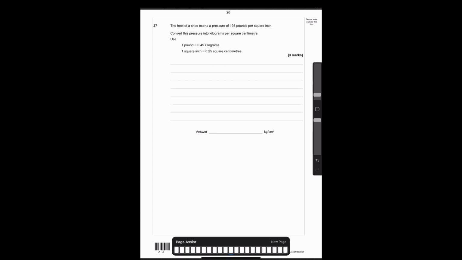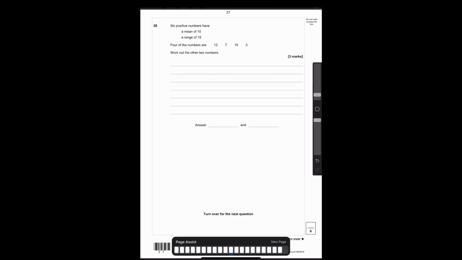Question 27 says the heel of the shoe exerts a pressure of 198 pounds per square inch. Convert this pressure to kilograms per square centimeter. We've been told that 1 pound equals 0.45 kilograms, so we can do 198 multiplied by 0.45, which gives us 89.1 kilograms. We're also told that 1 square inch is 6.25 square centimeters, so we can do 89.1 divided by 6.25, which gives us 14.3, so 14.3 is our answer.